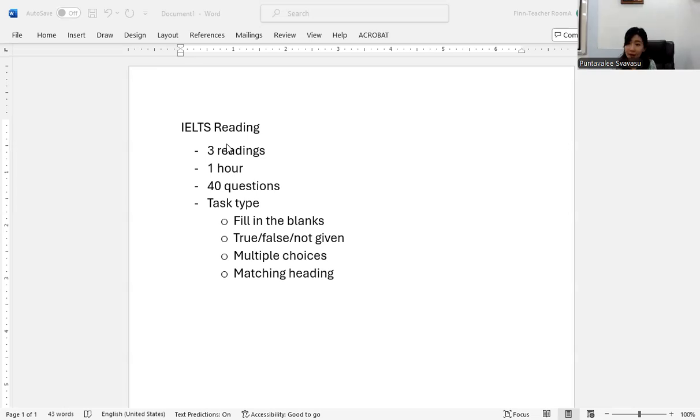As it's limited time, when you go to the test, you should know what you're doing. When you see the test, you should know the points that you should be careful about or focus on, just to save time.